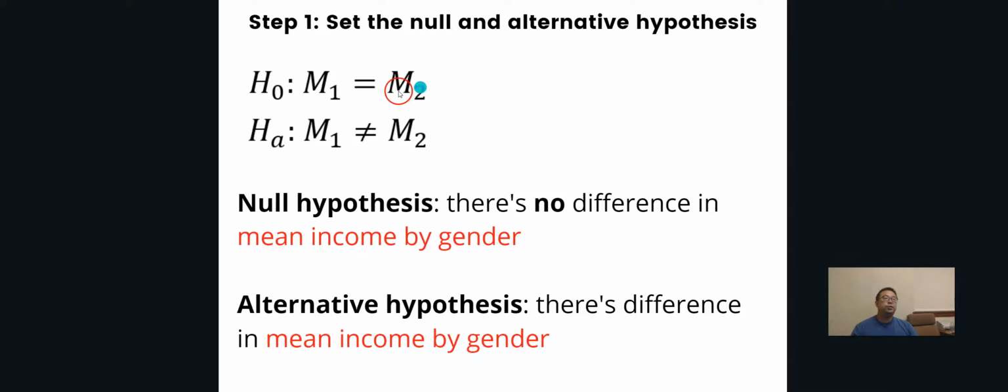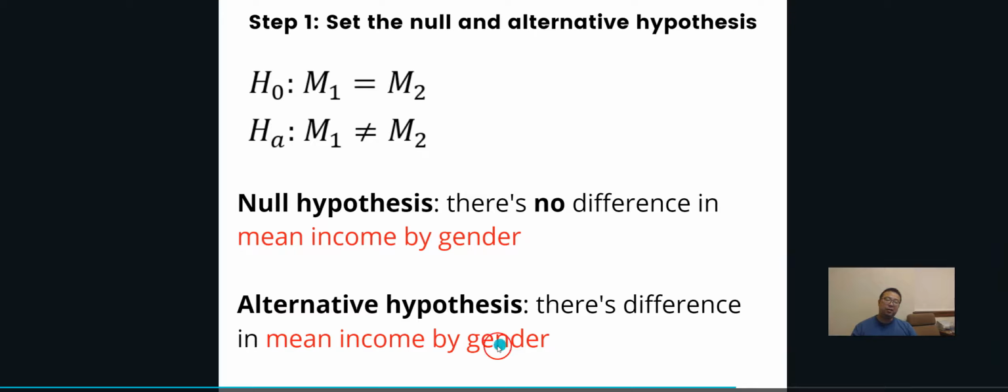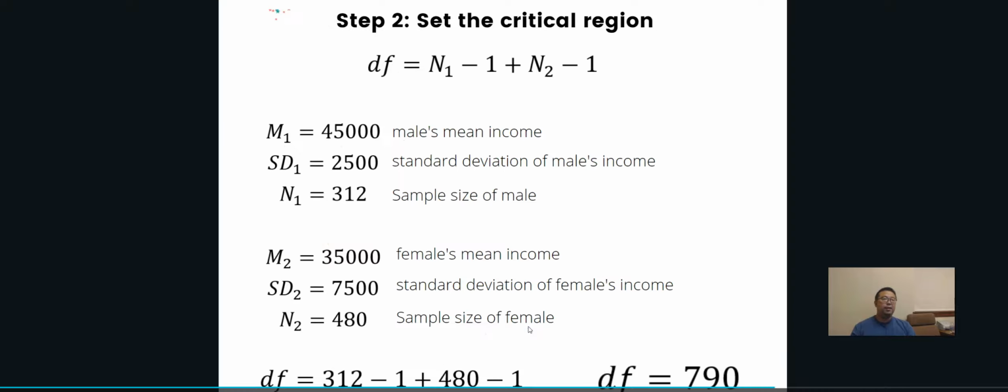Setting up, in terms of the mathematical calculation, H0, the null hypothesis, says the mean of group 1 and the mean of group 2 are the same. So it means that there is no difference. We can denote this as M1 minus M2 equals 0, because that means they are the same. The alternative hypothesis says that there is a difference: there is no difference in mean income by gender under the null, and a difference under the alternative.